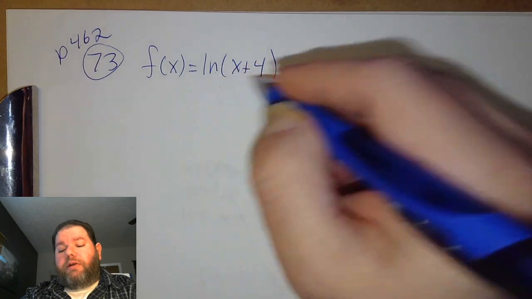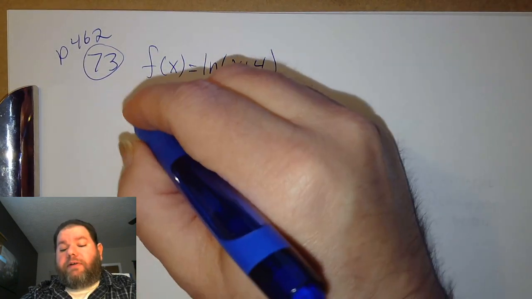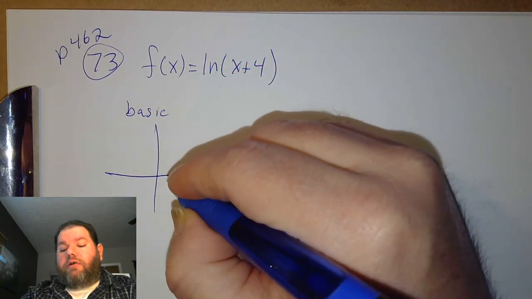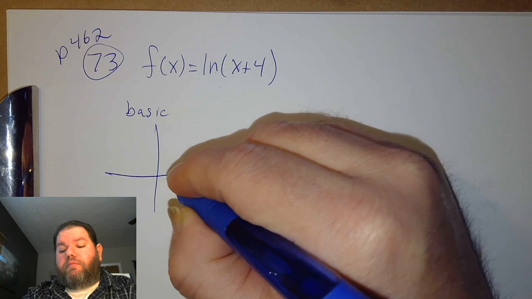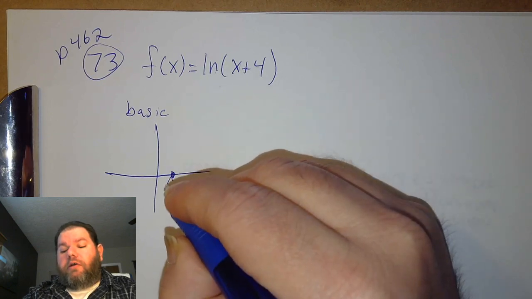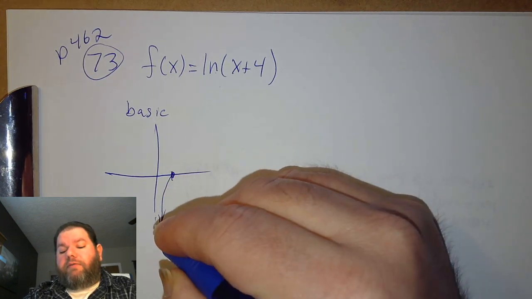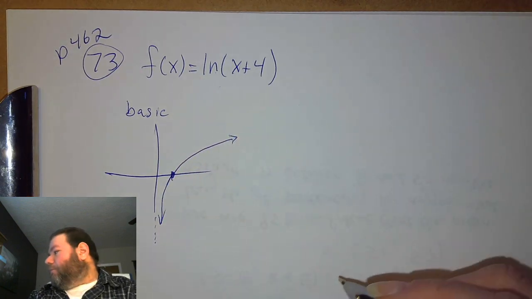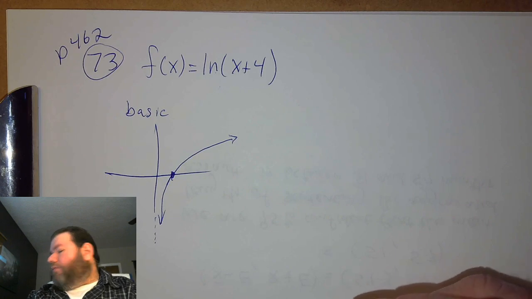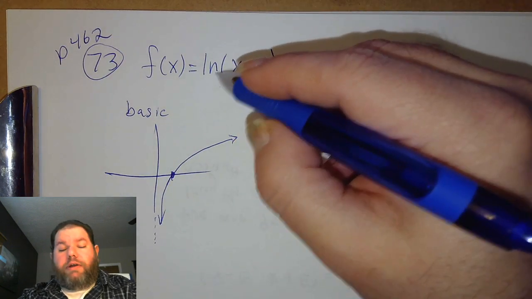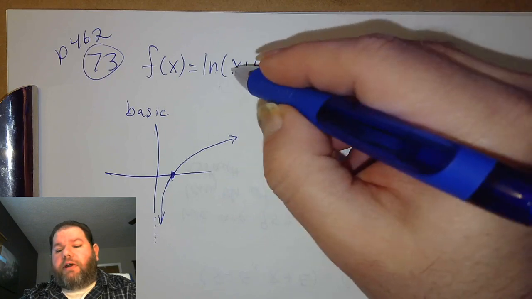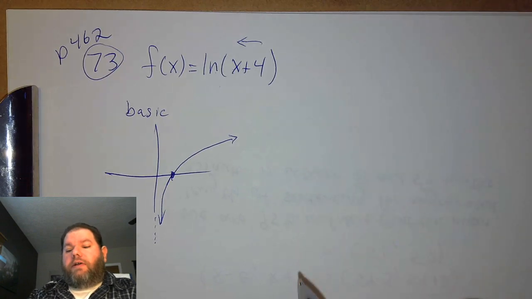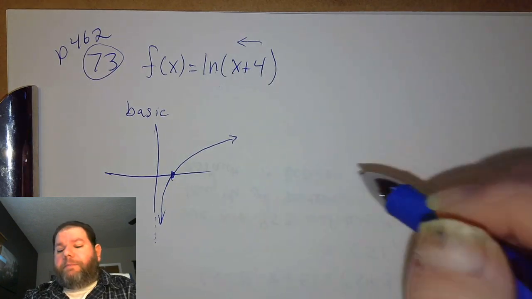And we look at this in terms of the transformation. So here's our basic graph right here. We know our anchor point is 1, 0. On the left, as it continues left, we have an asymptote, and it goes up and over to the right. So we can graph this one using the transformation. Now x plus 4, that moves everything to the left 4 units. Remember, it's always opposite inside.